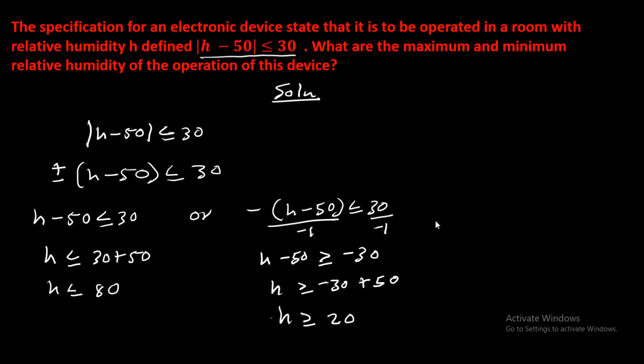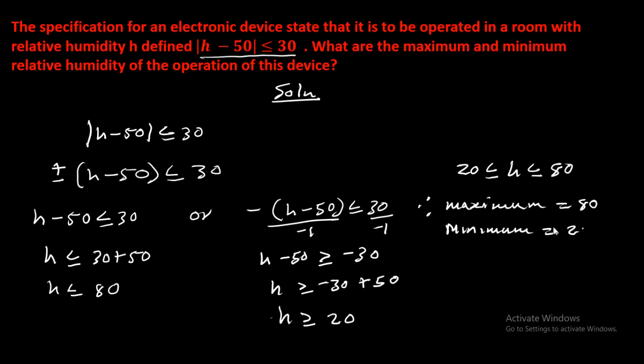So in this case, when we express this in interval notation, we are simply going to have what? 20 is less than or equal to H and is less than or equal to what? 80. So in this case, you can simply say the maximum here will be equal to 80, and then the minimum is 20. So this is how easily you can work out this question.